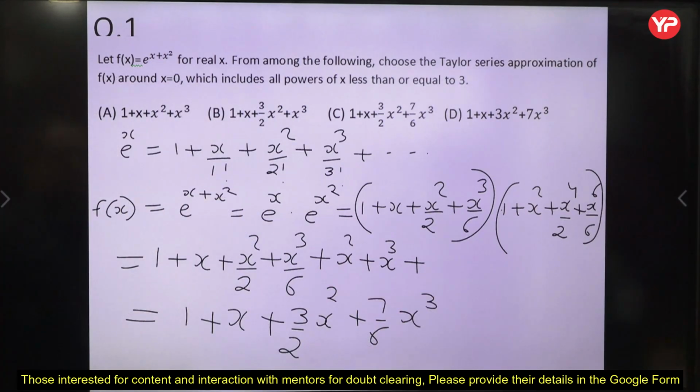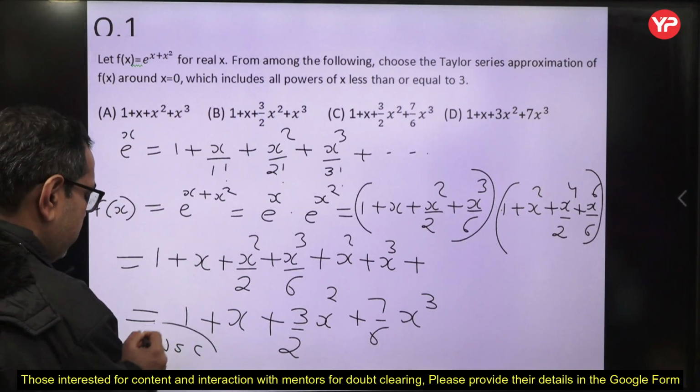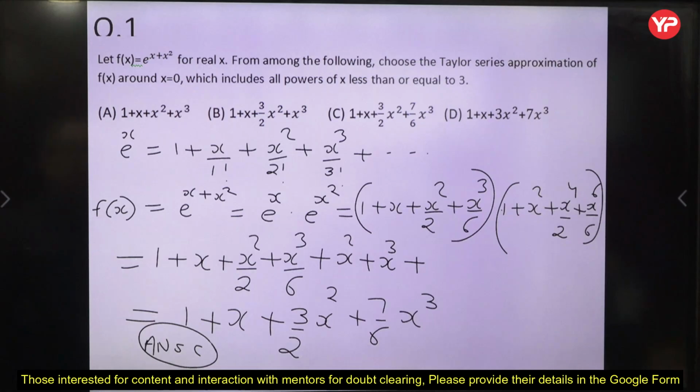So if we see the options, then we can observe that option C is the correct answer here. So answer is C, please remember. So in this way you can directly use powers of e, sine, cos, all these expansions. Now let us move to next question.